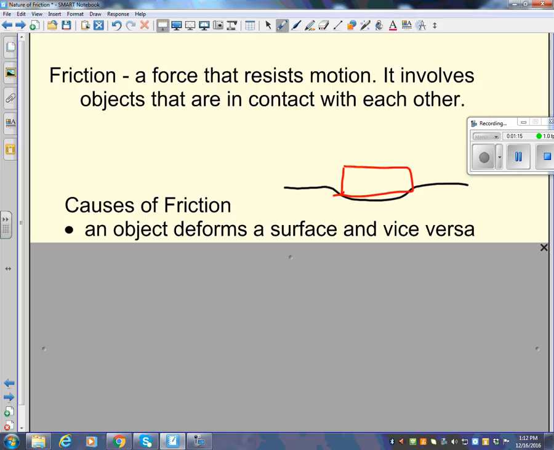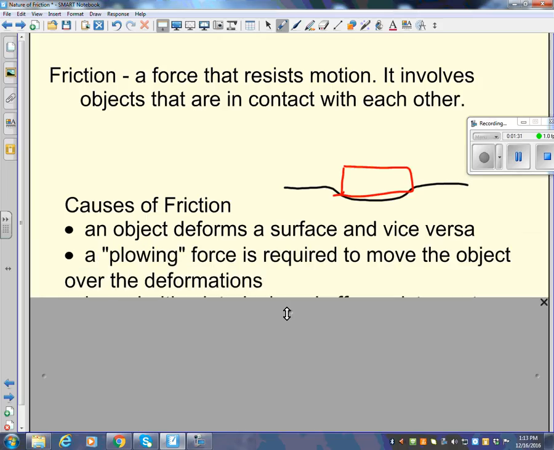the water bottle sitting here actually makes a little impression, and when it's pushed across, it actually has to go uphill, doesn't it? So that's one hypothesis. The object deforms the surface and vice versa. A plowing force is required to move the object over these deformations, or has to go uphill. I guess a plowing force is really sort of uphill.